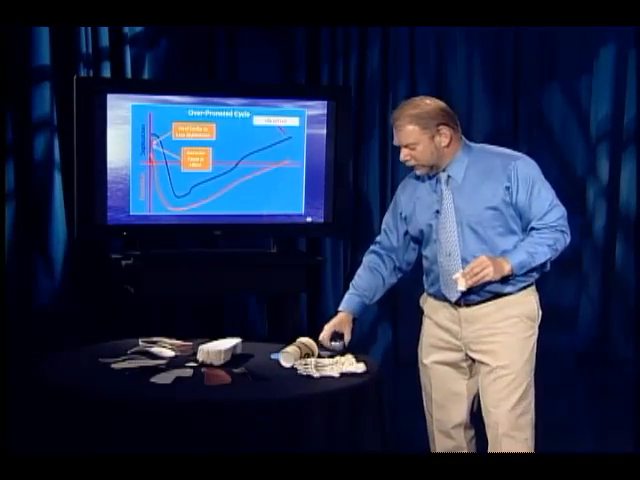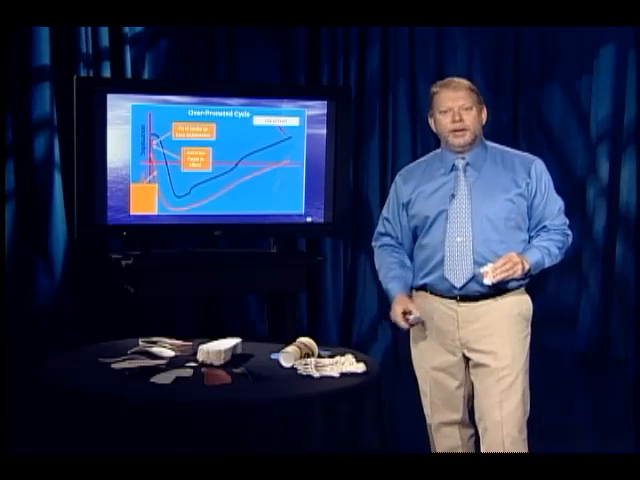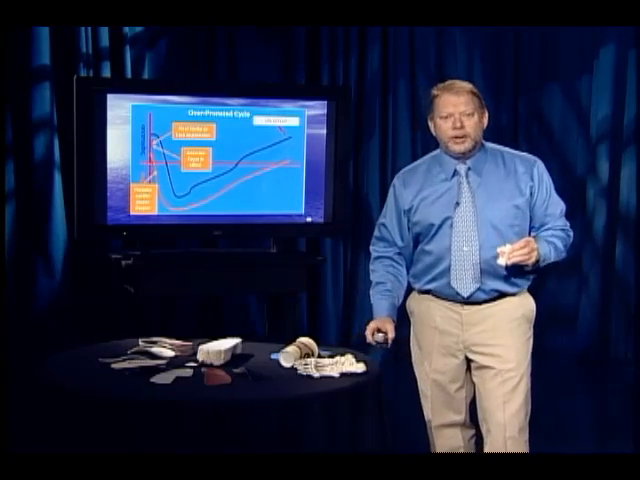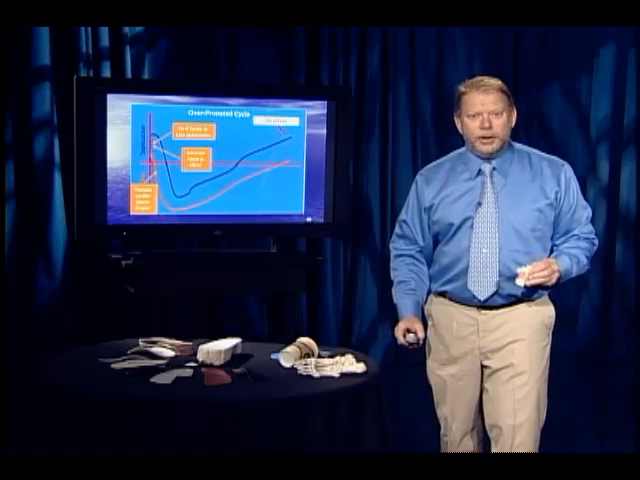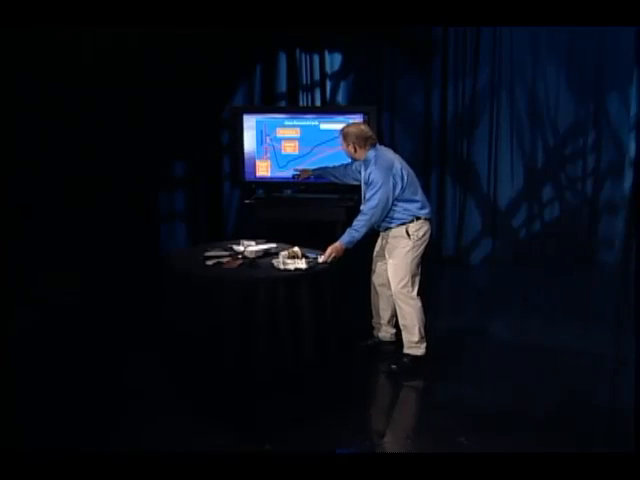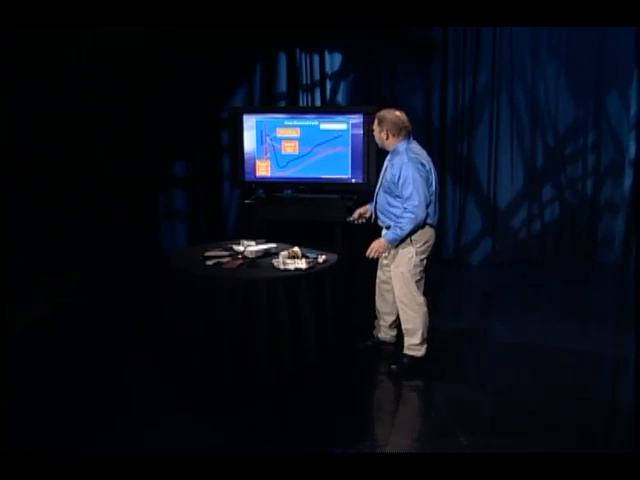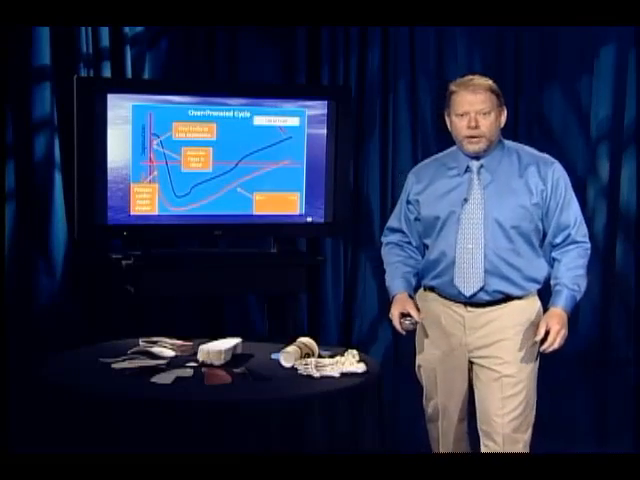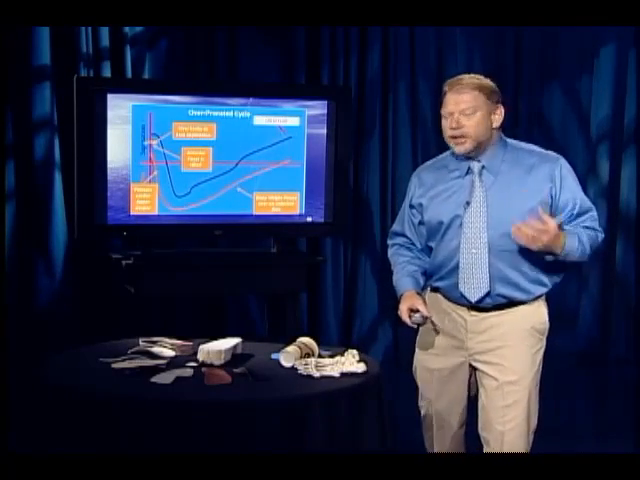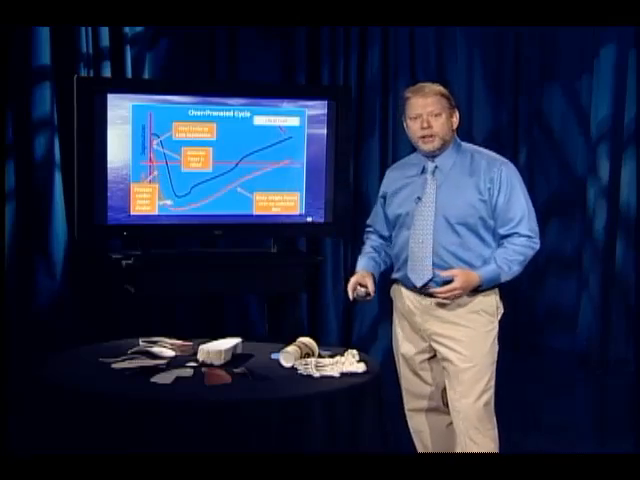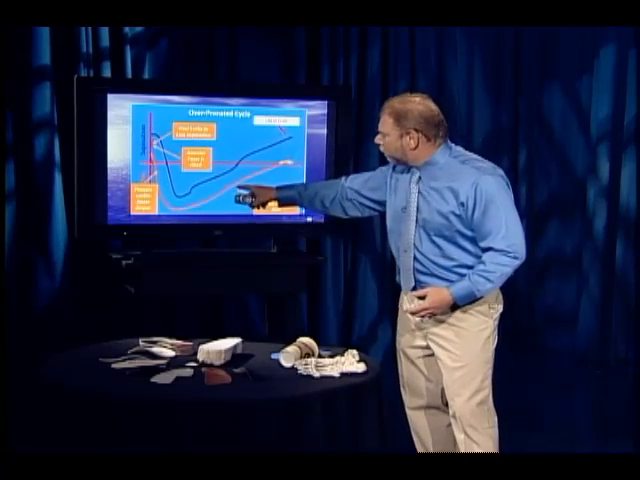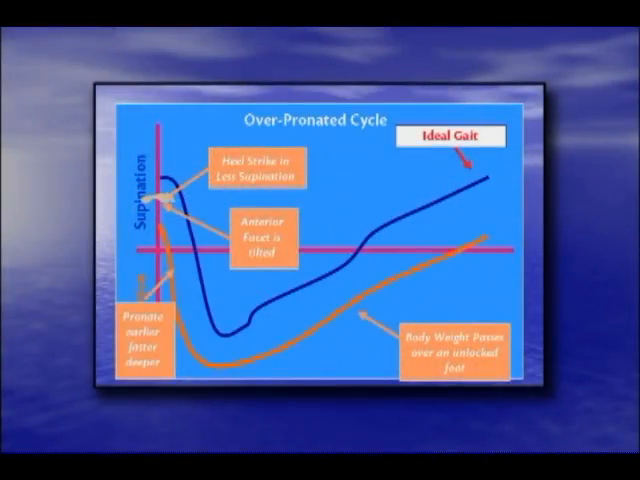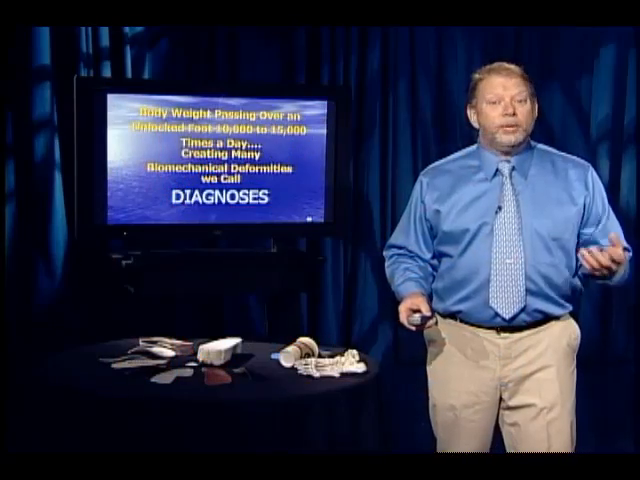So what happens is you pronate earlier, faster, and deeper than you should. You try to recover, but at mid-stance, when the body weight is coming directly over the foot, instead of being near neutral position, you're coming over a pronated or unlocked foot. Now, coming over a pronated or unlocked foot 10 to 15,000 times a day creates biomechanical deformities that we call diagnoses.